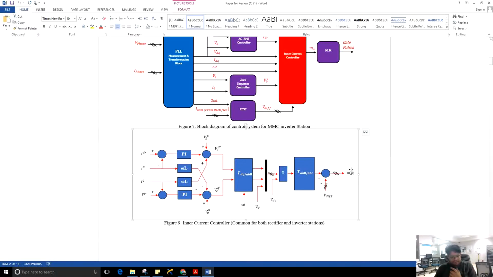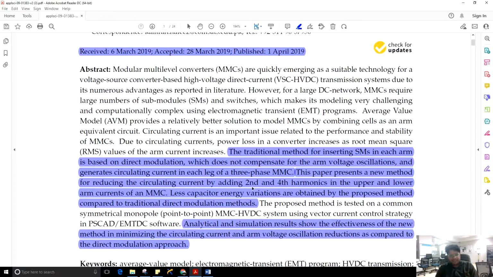in the MMC. Now in this direct modulation scheme, where the reference signal is taken directly, this reference signal or modulated signal is basically sinusoidal in nature, and due to its sinusoidal nature, capacitor energy variation will be significant, and this reference signal will produce more capacitor energy variation, and due to this it will also produce circulating current in each leg of the three-phase MMC.